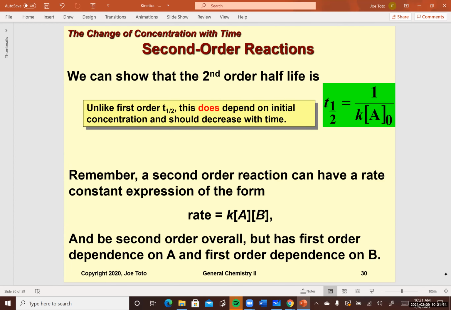I have a question. Go ahead. So with these laws, would we ever be asked to do something with 2 reactants or just 1? Yeah, you might be.